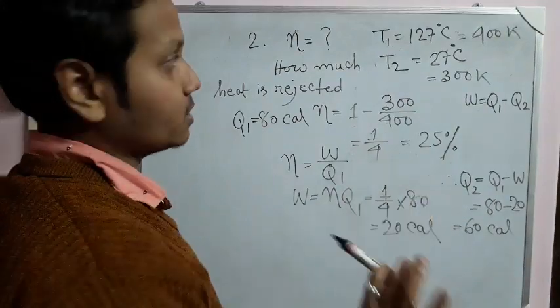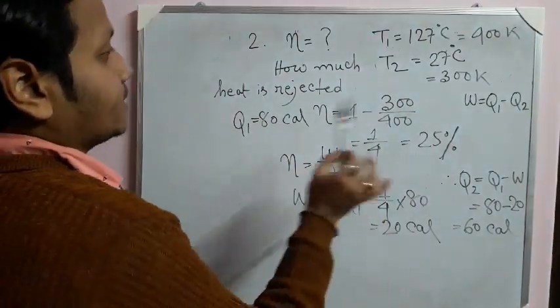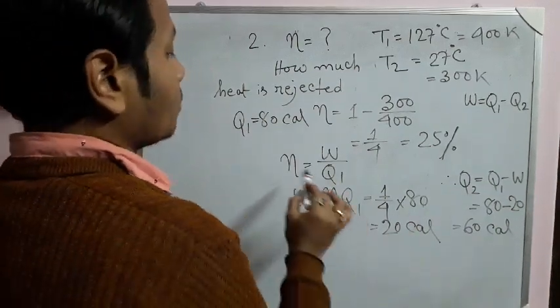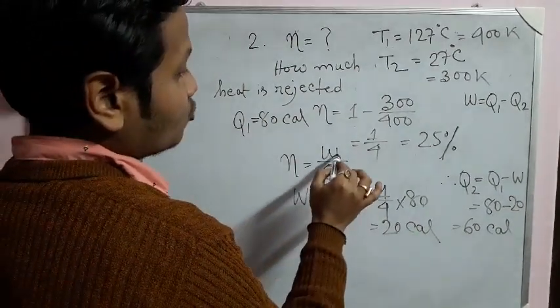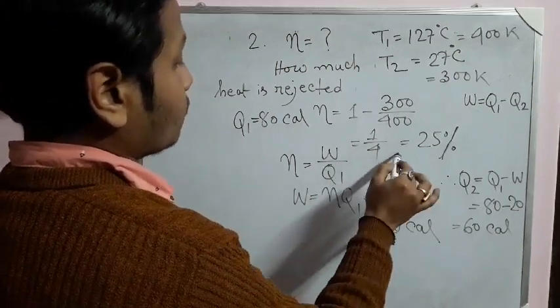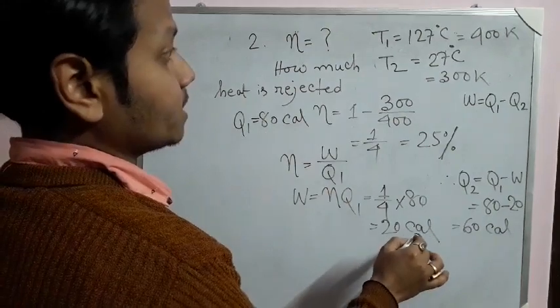1 by 4, that is 25%. And another thing is given, it absorbs 80 calorie heat. Now we all know the formula, efficiency equals W upon Q1. So what will be my W? W equals eta times Q1. Eta is 1/4 and Q1 is given 80, so W is 20 calorie.